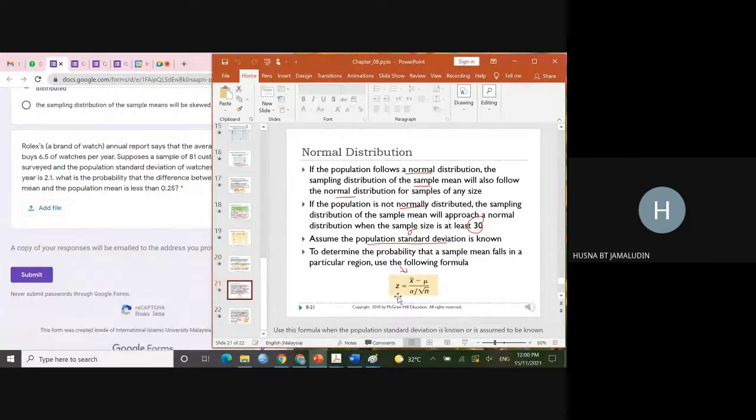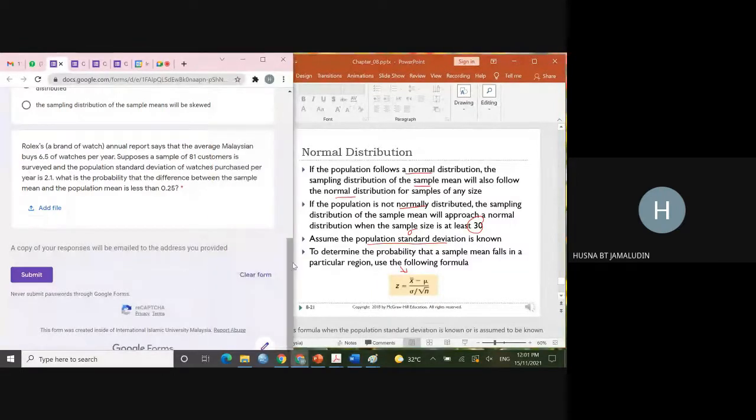In order for you to compute the z, you have to have all this information: X bar, which is your sample mean, mu, which is your population mean, sigma, the population standard deviation, and n. Then you should get the z and the probability. That's it. This chapter is too easy. So when I look at the question, I think perhaps we should take something slightly not direct. Okay, so this is the question.